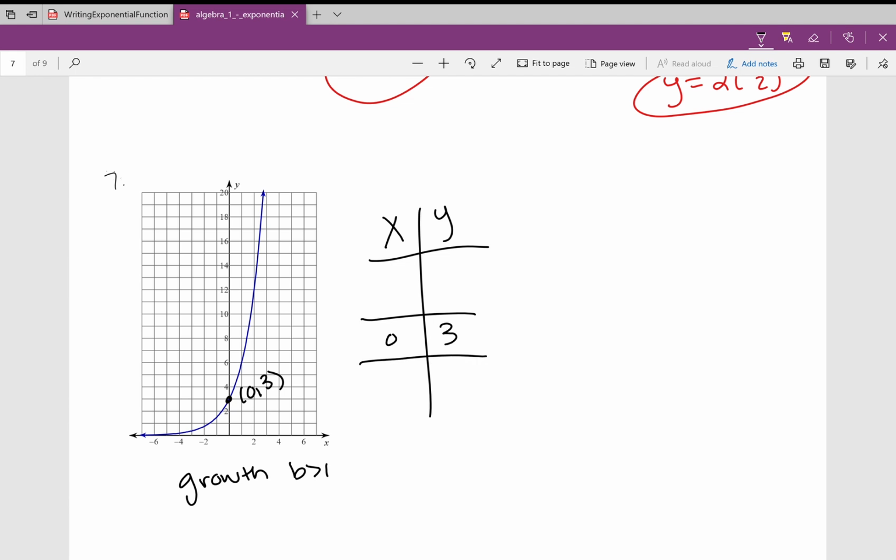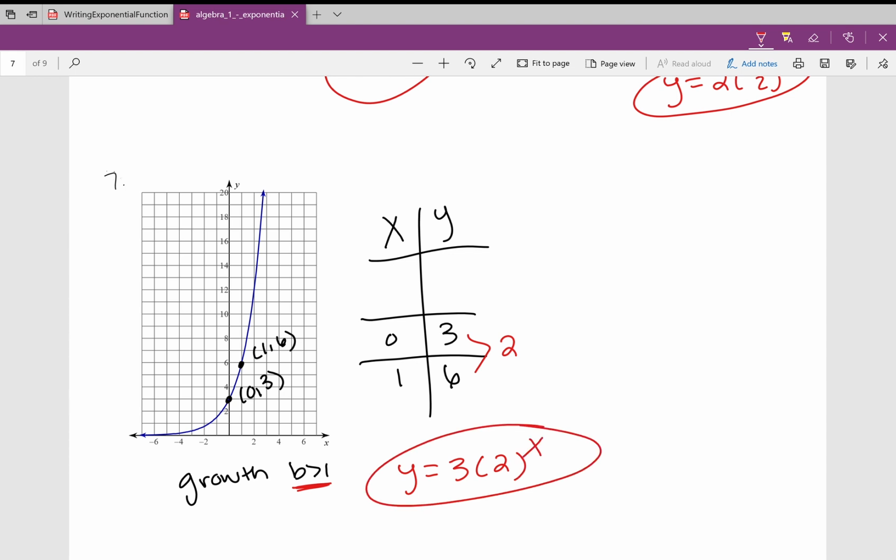And then our next point looks like right here, 1, 6. And then to find your change in y, your growth rate, you notice that 3 times 2 gives you 6. And 2 is greater than 1, so that's correct. So we have y is equal to 3, parentheses 2 to the power of x. That is your answer.